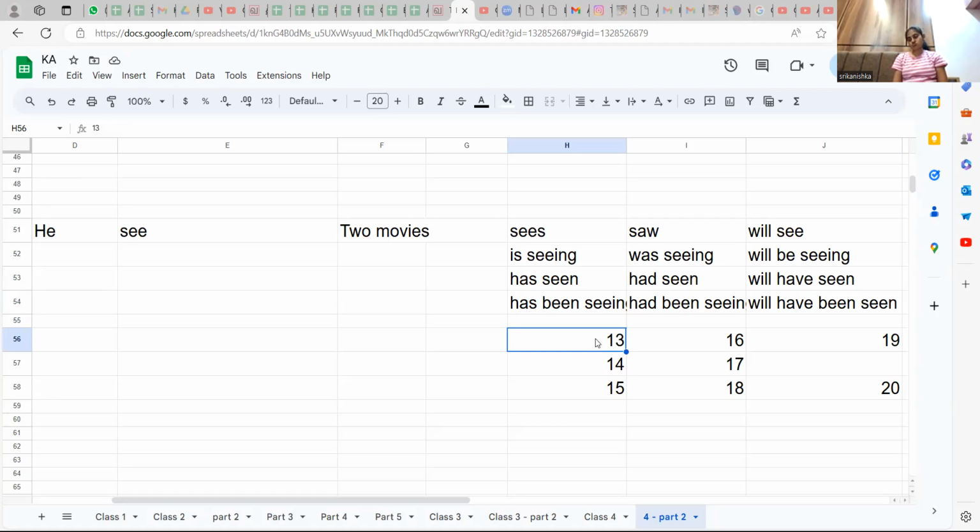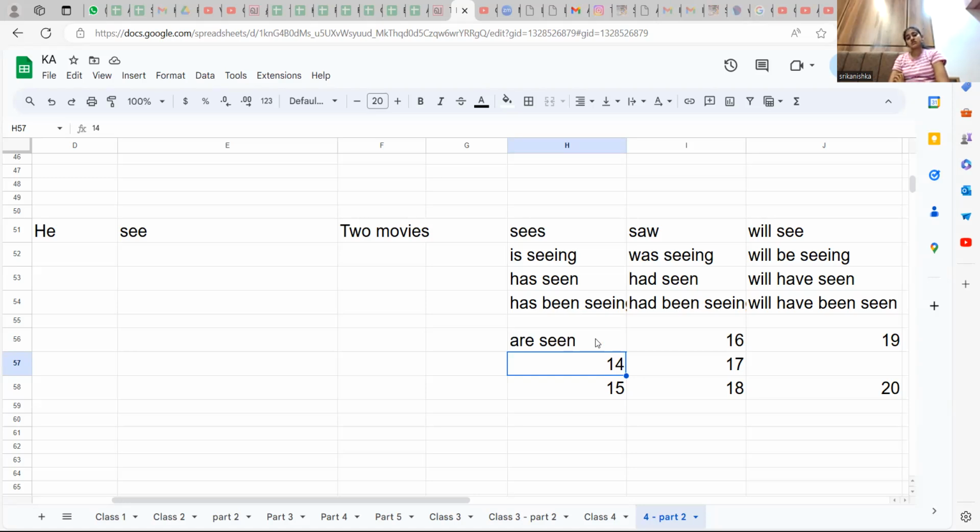You can't simply say is seen, right? Two movies, right? Two movies are. Do it. Complete it. Are. Two movies are seen by him. Yeah, seen by him. Very nice. Go with it. That is why we are making this next one. Easy.